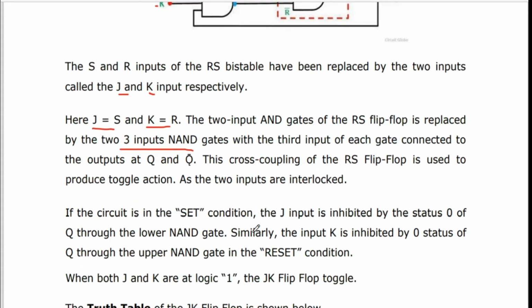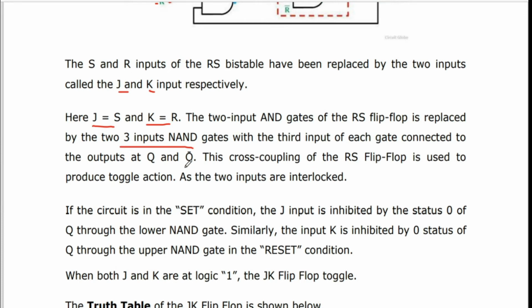Okay, so here Q and Q bar are connected as inputs. This cross coupling of the RS flip-flop is used to produce a toggle condition, as the two inputs are interlocked. How, we are going to discuss.